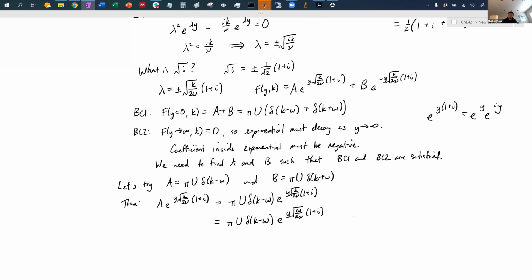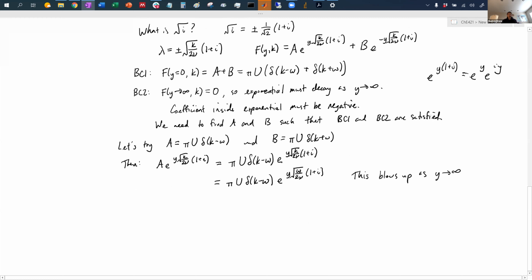Okay, so this blows up as y goes to infinity. Okay, just for good measure, we can try the other one as well. I'm going to make this a little bit bigger. These things are getting too small. That is the second term, right?